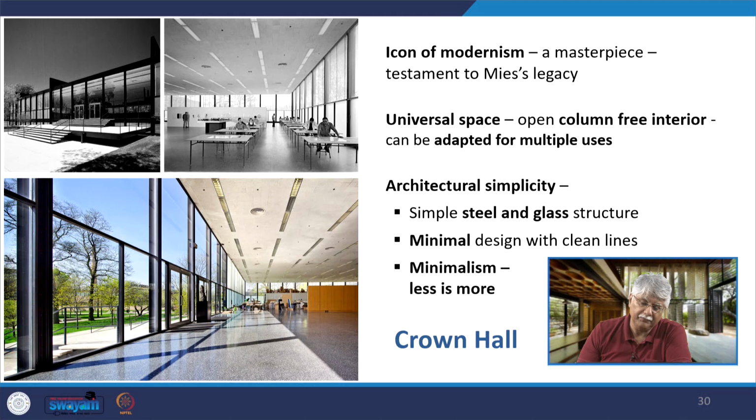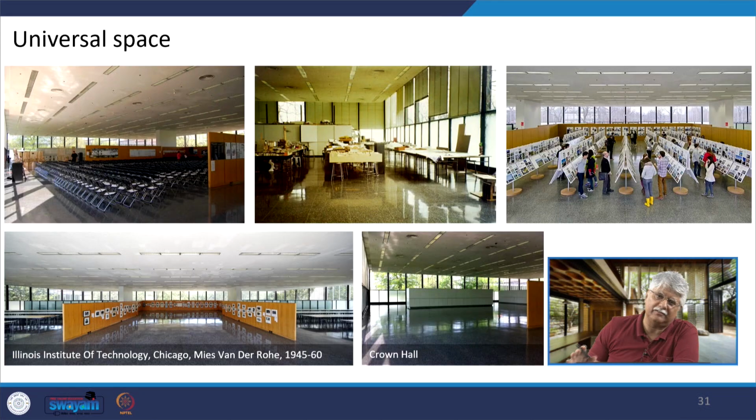Coming to the Crown Hall, it is an icon of modernism, a masterpiece which has got one idea which I will expand upon later, the universal space. An open column-free space that can have a multiple use, and it is very simple architecturally, simple in steel and glass with minimal design, and this is the universal space of the Crown Hall. You can have it with seating, you can have it with architectural tables, drafting tables, you can have an exhibition, you can have a different kind of exhibition, or you can have this completely open plan, open floor like this.